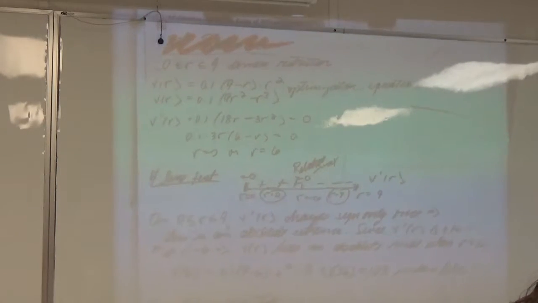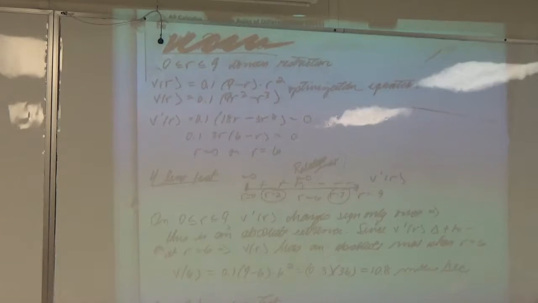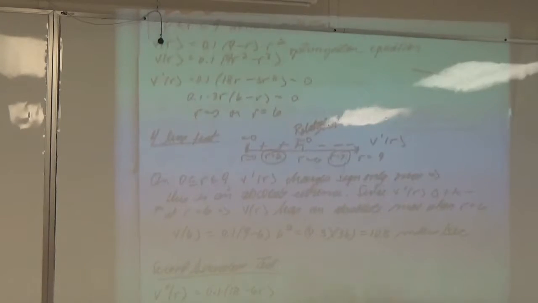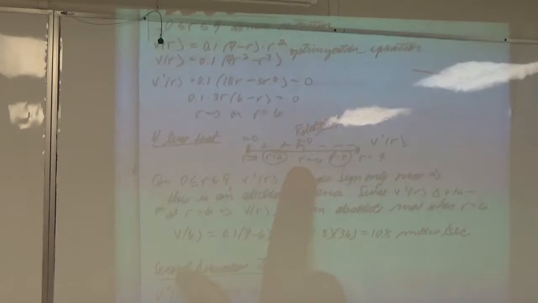Do you have a domain restriction? Yes. So we have a closed interval, and we have a continuous function. We know how this story ends. There has to be an absolute max and an absolute min. So you're going to plug in the endpoints, or on this one, I chose to do a number line test. Going from 0 to 9, at 6 the derivative is equal to 0. The derivative changes from positive to negative, relative max.